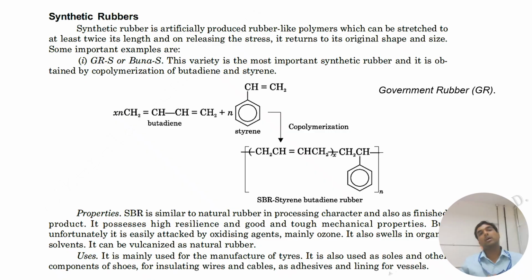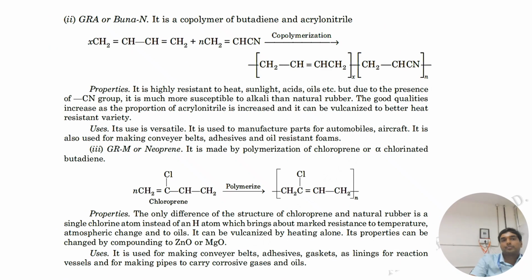So, for example, Buna S: B is 1,3-butadiene and S is styrene. They form sequentially, one by one. That's called synthetic rubber or Buna S. So what are the uses? Manufacture of tires, cables, wires, all this.